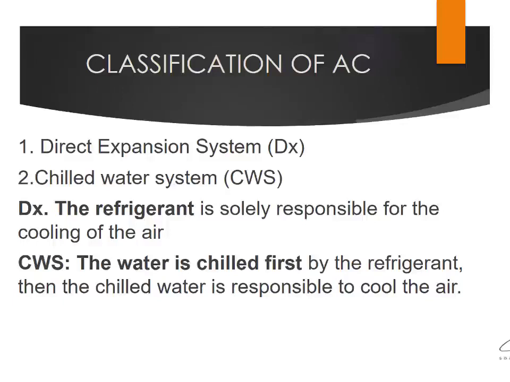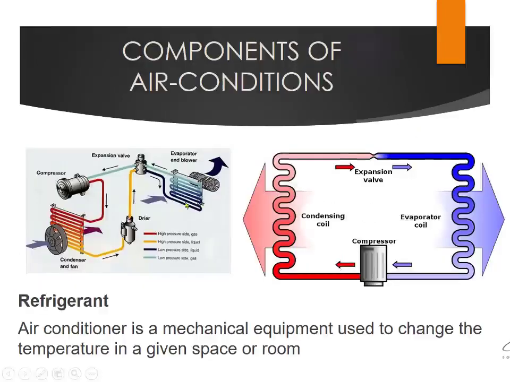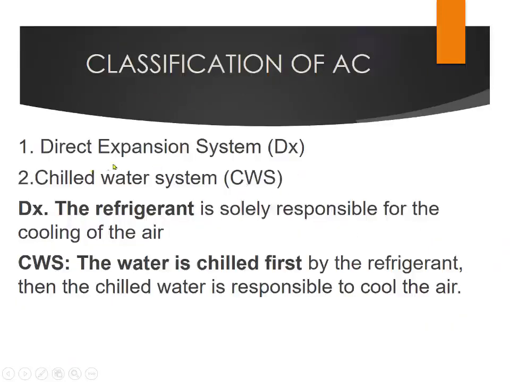The main difference is this: for the direct expansion system, the refrigerant is solely responsible for the cooling of the air. You saw what we spoke about in the earlier slides. So the refrigerant is solely responsible for the cooling of the space. The key thing is the refrigerant, so we call that the direct expansion system, the DX system.